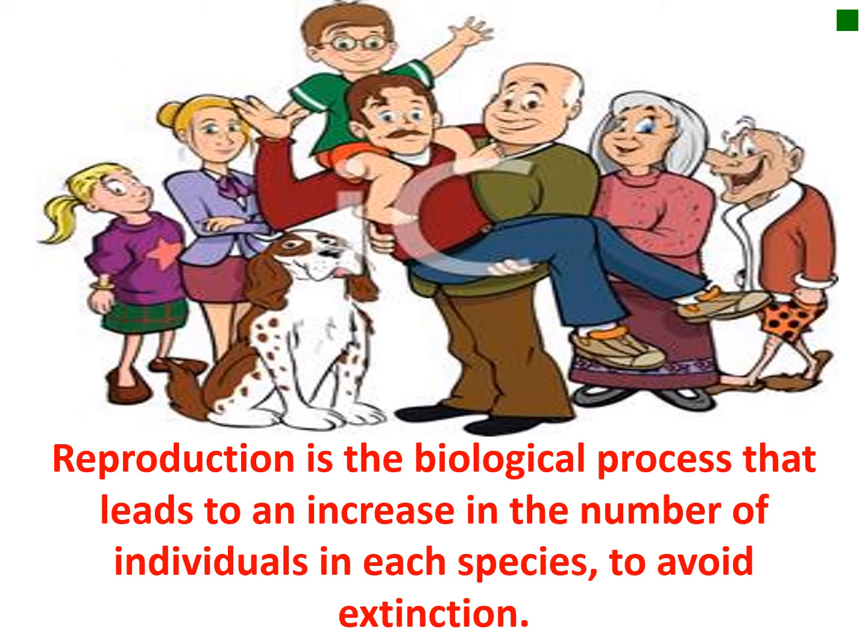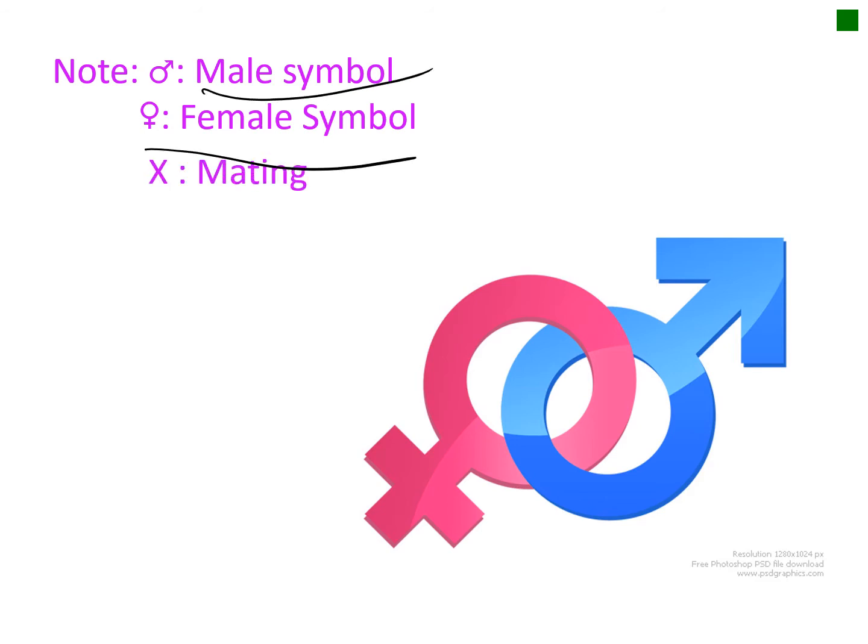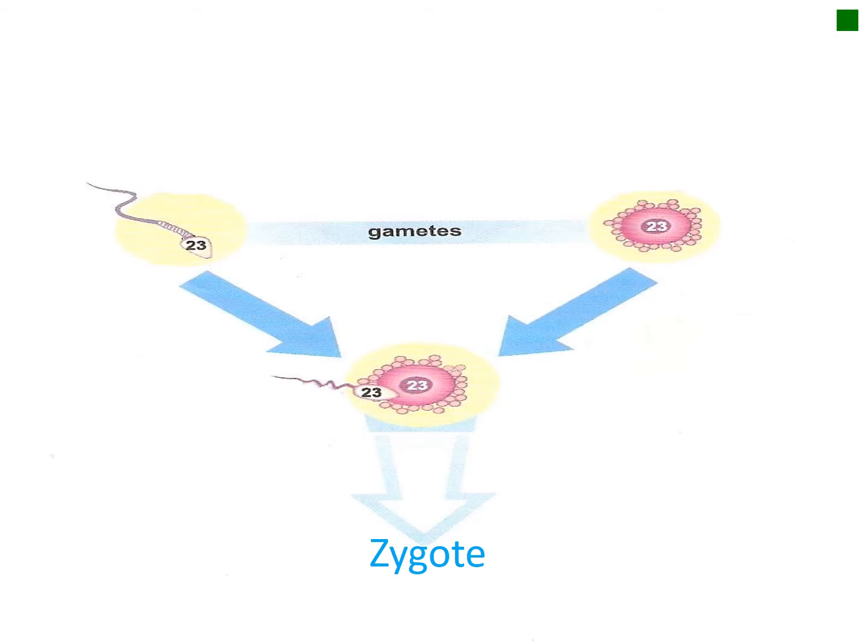First, what is reproduction? Reproduction is the biological process that leads to the increase in the number of individuals in every species. This is done to avoid the extinction of these species. So let's talk about some of the symbols. This symbol is for the male, and this symbol is for the female. X means we have mating or crossing.